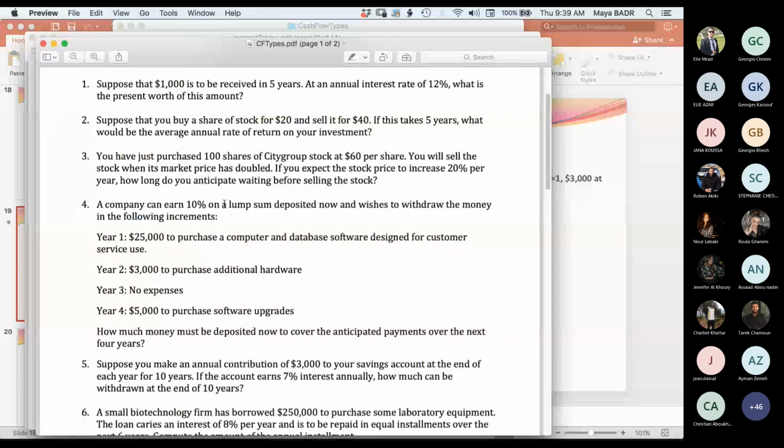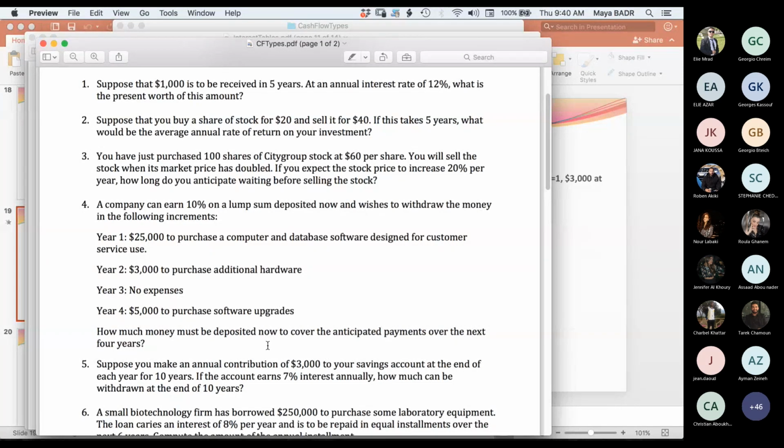A company can earn 10% on a lump sum deposited now and wishes to withdraw the money in the following increments. The English is relatively simple. I will make sure that in all the exams it is understandable for everyone. So end of year 1, $25,000 to purchase a computer and database software. Year 2, 3,000 to purchase additional hardware. Year 3, there's no expenses. Year 4, 5,000 to purchase software updates. How much money must be deposited now to anticipate these payments?